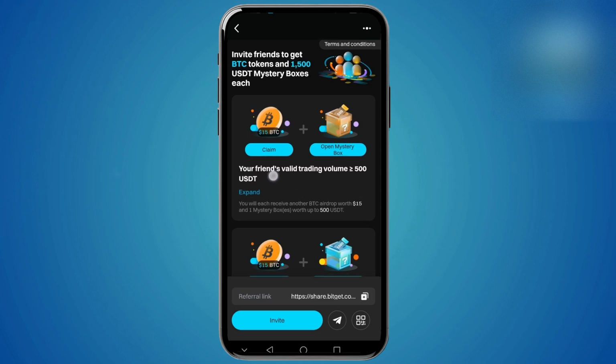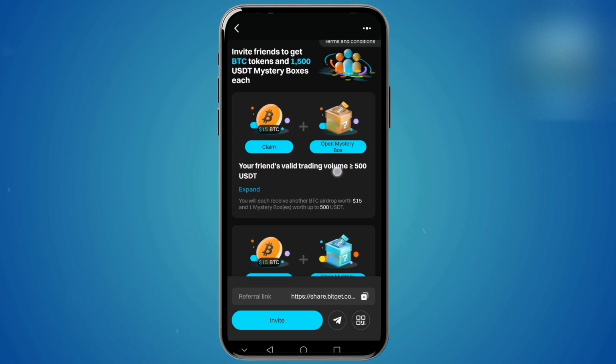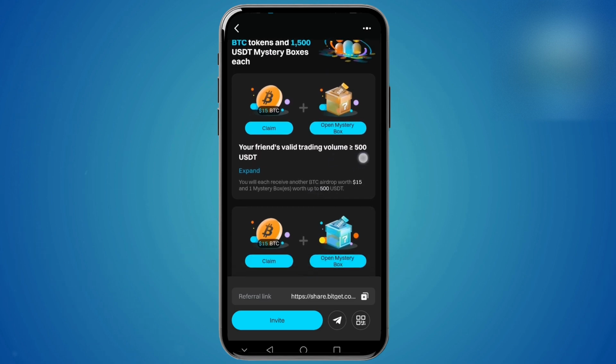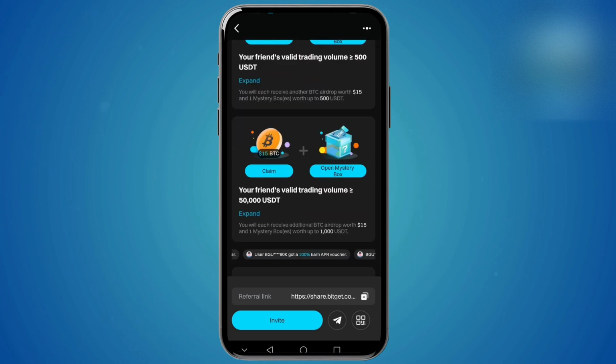Now here, both you and the person that you referred will get $15 in Bitcoin and a mystery box once the person referred goes over 500 USDT in trading volume. And the same would happen once that person that you referred trades more than 50,000 USDT.